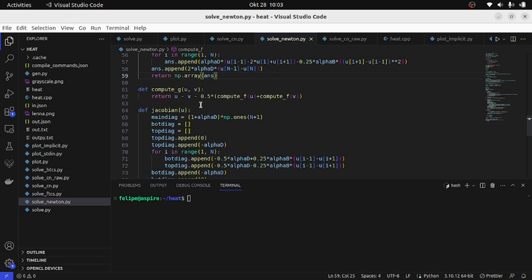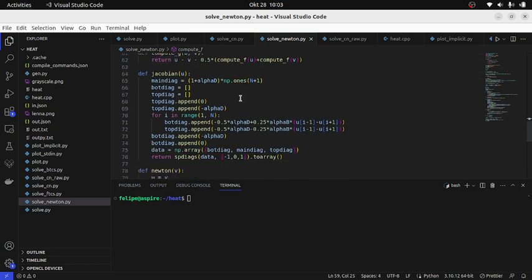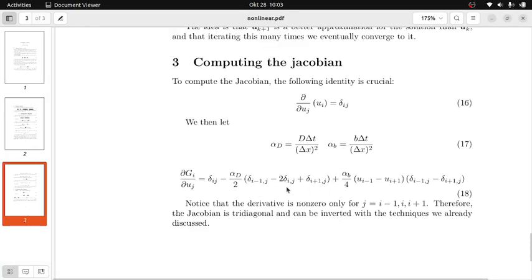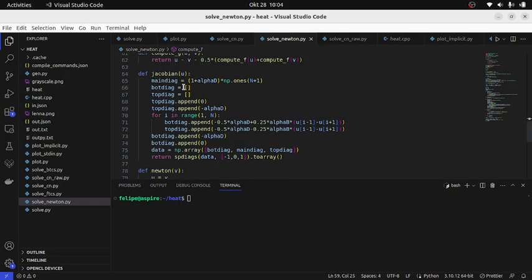Now we have the computation of the Jacobian, and this one is a bit more elaborate. You see that there's the main diagonal, which is always 1 plus alpha d. If you substitute i equals j in this formula, you would see that it is always 1 plus alpha d. And then there is the bottom diagonal and the top diagonal, and these zeros here are just a SciPy convention, because SciPy requires the vectors to have all the same size, so you need to pad it with something.